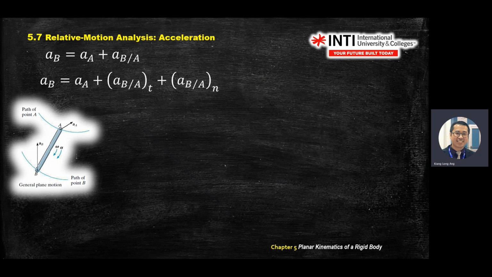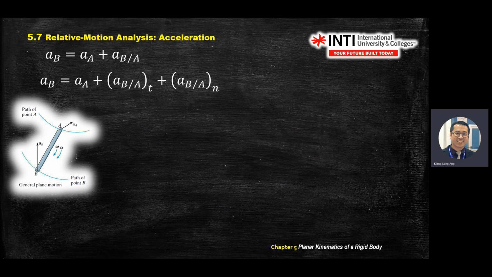All right, so when point A and point B rotate this way, point A will move in a curvilinear motion because it rotates like this. So your acceleration of point A is a vector. When you have a curvilinear motion, you have two vectors. One is tangent, one is normal. You combine tangent and normal, you get one resultant.